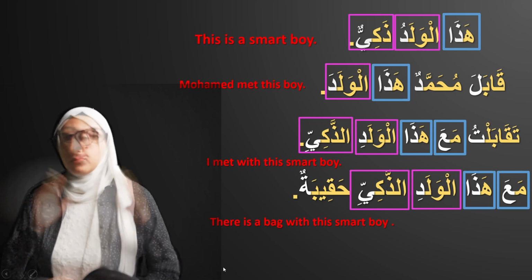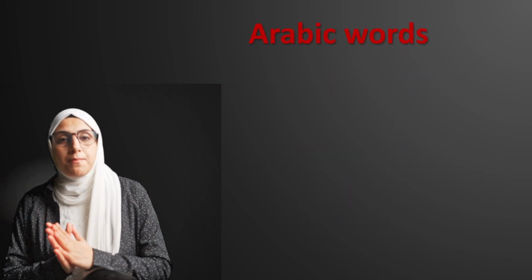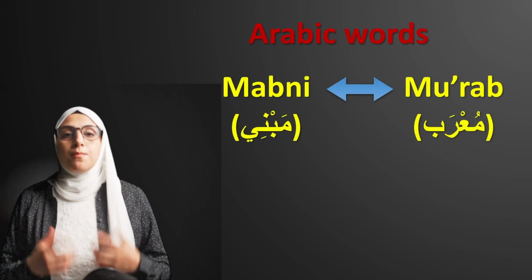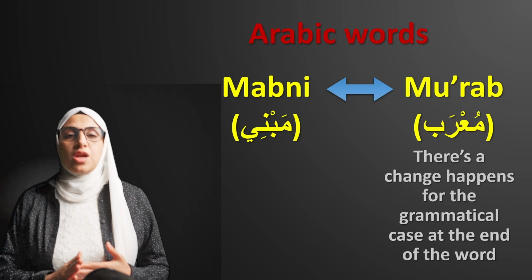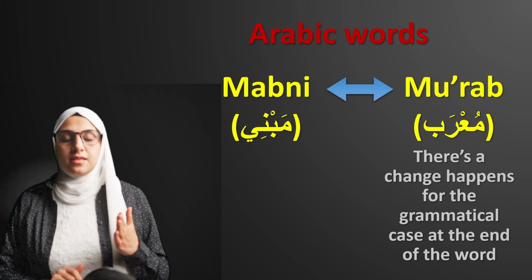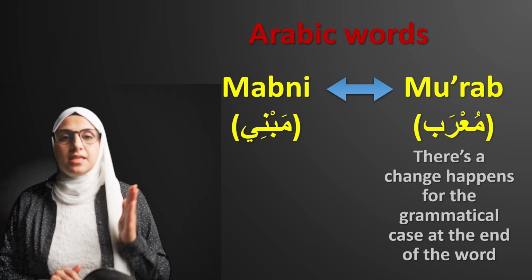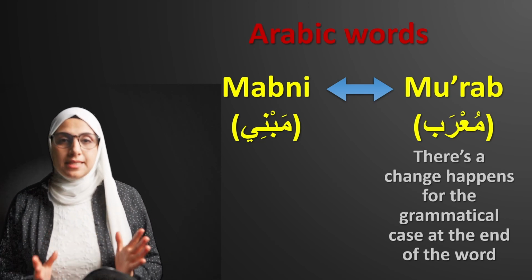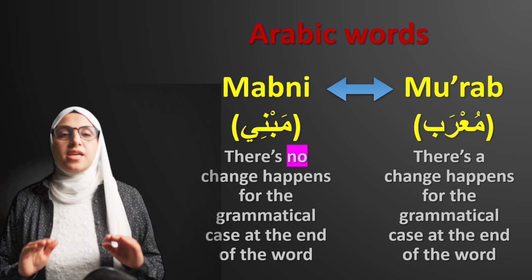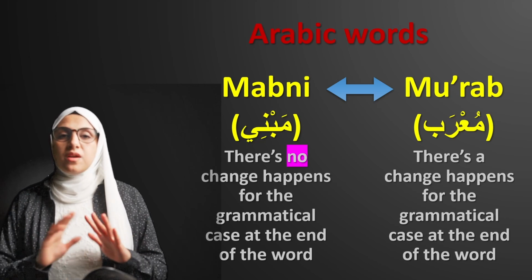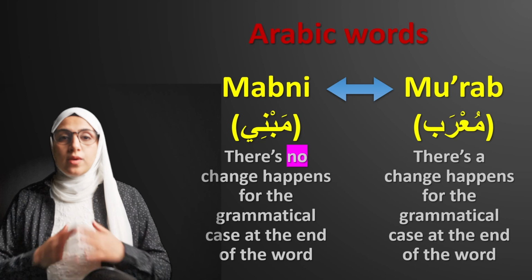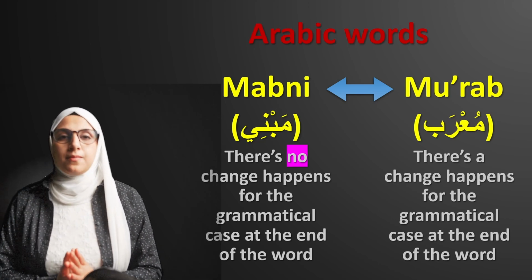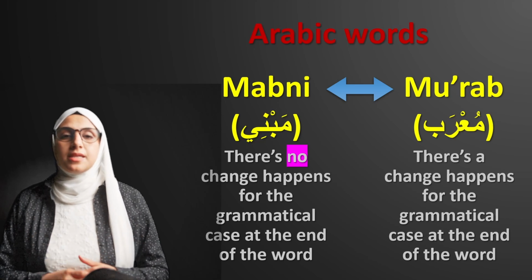Let's see how. The words in Arabic can be معرب or مبني. What is معرب and what is مبني? معرب means there is a change that happens to the word at the end, at the last vowel and the grammatical case, when we change its place in the sentence. While مبني means there is no change that happens for the word wherever it's placed in the sentence. So its grammatical case stays the same, its last vowel stays the same if we change it and put it in different places in the sentence.